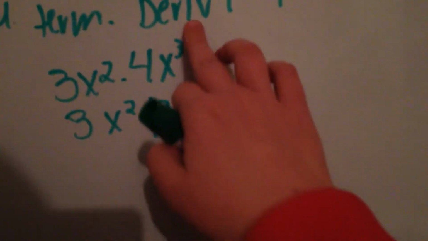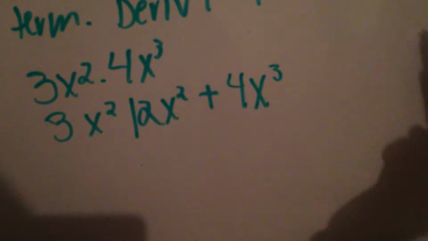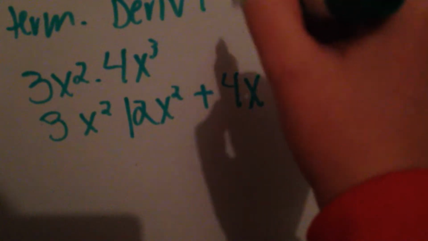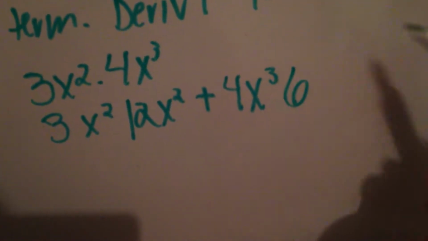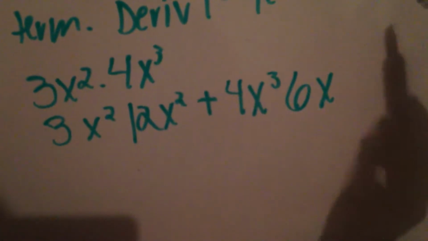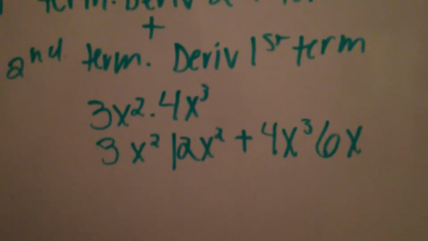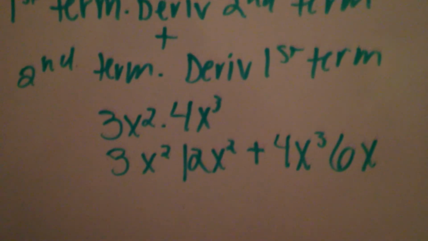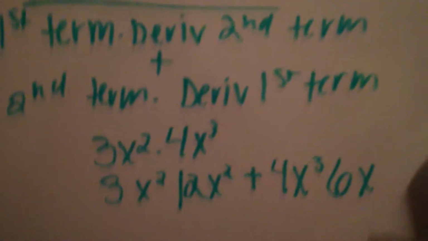So the second term is 4x to the third. Now, you take the derivative of the first term. So you have that 2 times 3, which is 6, and then you write the x, you subtract that 1 from the exponent, that gives you 1, so it's 6x. Now, that is how you take the product rule. Now I'm going to erase this. Obviously, you can pause it and go back. However, I'm going to erase this.